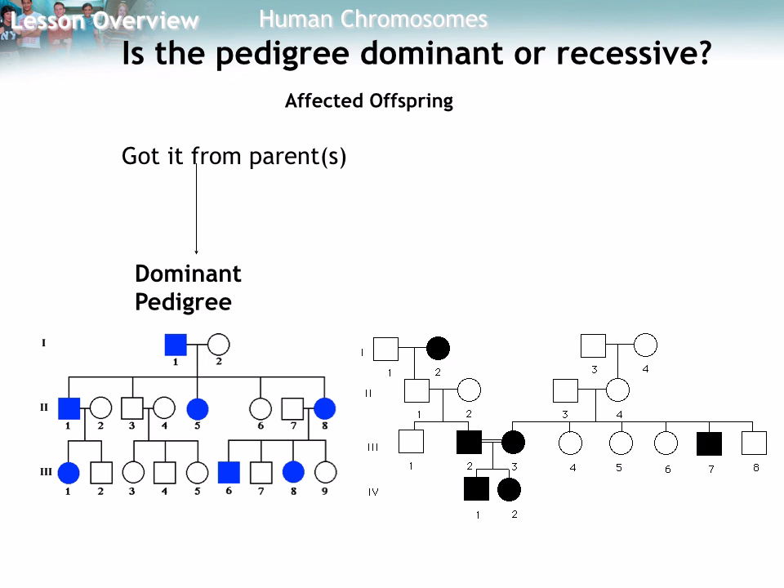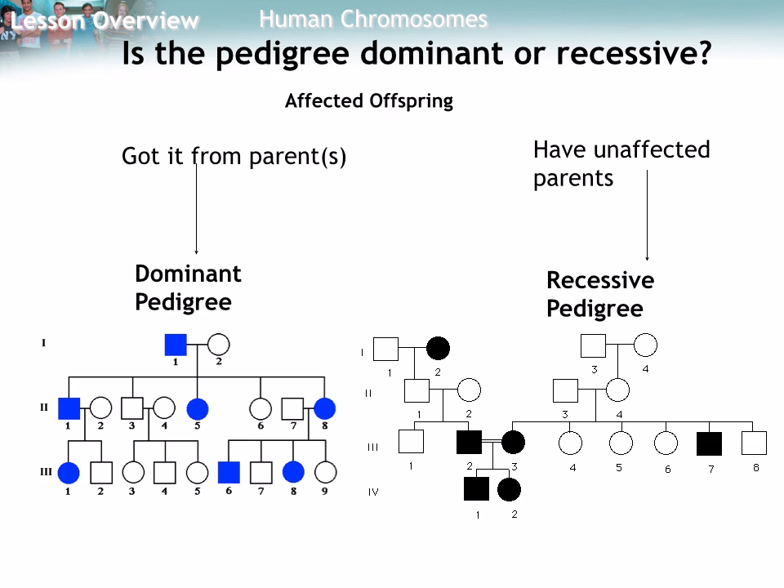If you see a pedigree and it is recessive, the way to figure it out is if the kids are affected but the parents are not affected. They are normal. They don't have the trait. So in this case, if you see that, this is going to be a recessive trait. That means anybody who has the trait or disorder is going to be homozygous recessive.